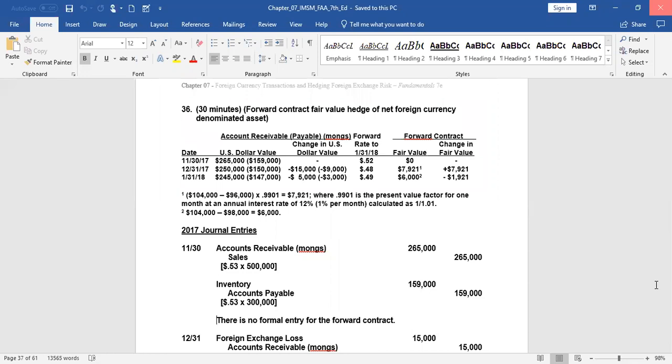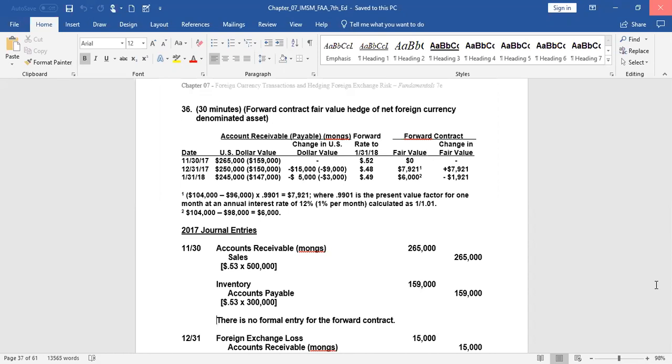So November 30th, what do we do? Prepare all journal entries and adjusting journal entries to record these transactions and the forward contract. Well, as we said, the first thing they did was they sold, being promised to be paid 500,000 Hmongs on January 31st. So they're going to debit accounts receivable, not for 500,000 Hmongs, but the US dollar value of 500,000 Hmongs on November 30th, which was 53 cents per Hmong. So 53 cents times 500,000, debit accounts receivable 265,000, credit sales.